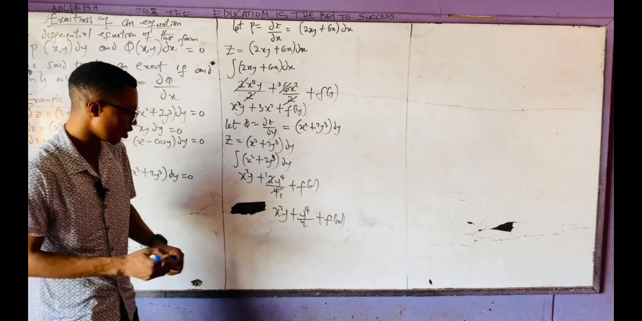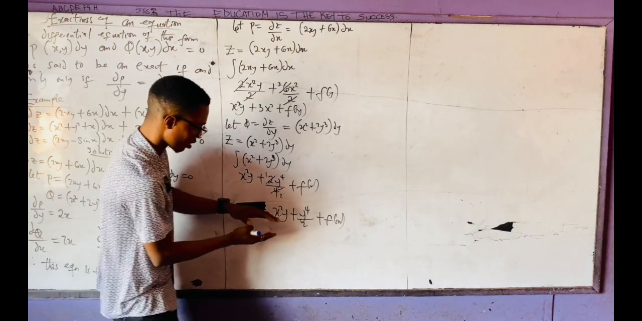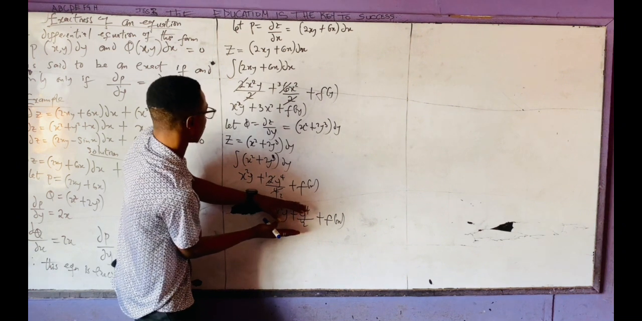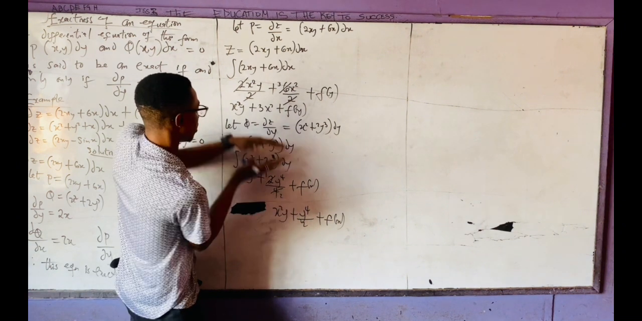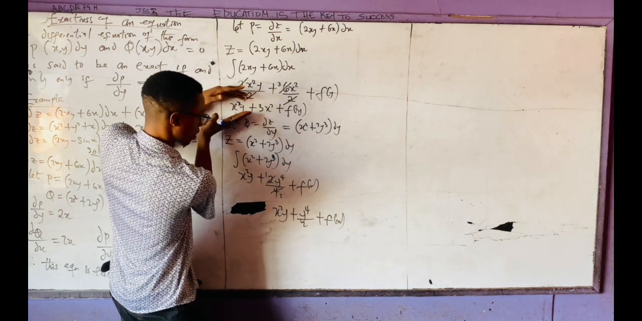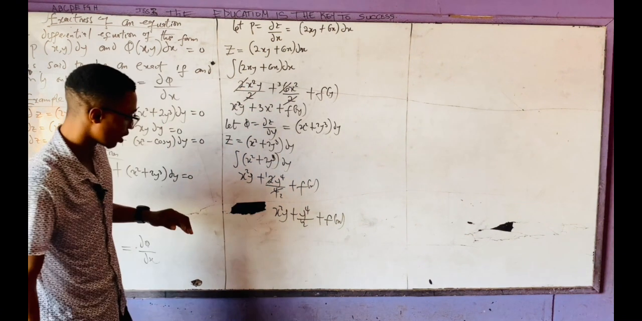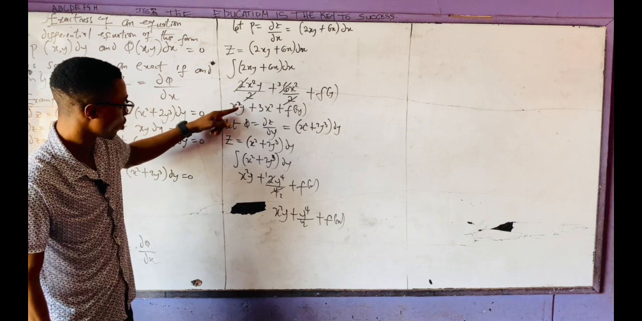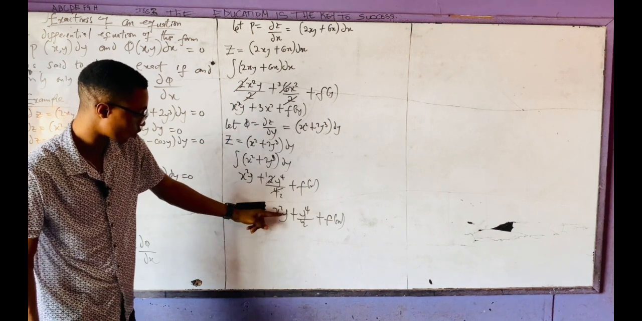Now, what we need to do is to compare the two answers. This is for q, and at the same time this is for p. Now we can see that they have one thing in common, which is x squared y.